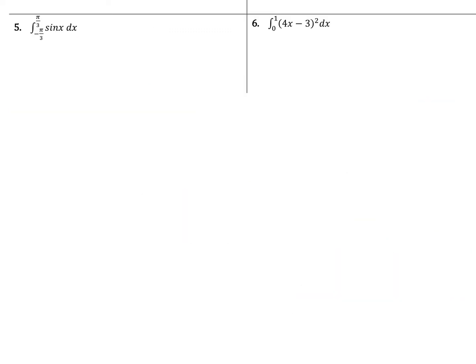Okay. 5 and 6. If you are feeling confident, I really encourage you to pause this video and work through 5 and 6 on your own. I'm going to give you a hint on number 6. You should expand that so that you have a trinomial instead of a binomial squared. Then go ahead and unpause the video and see how you did.